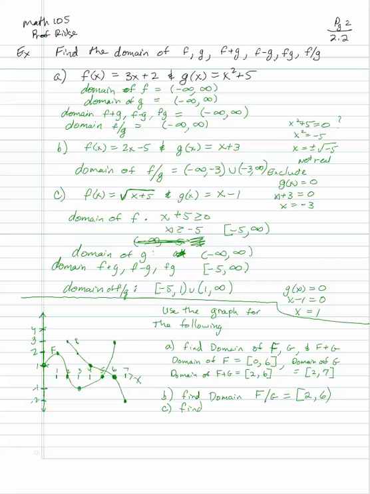Find the domain. Now we could switch it around. There's nothing that says I can't do g divided by f. So where's f equal to 0? Well, it's equal to 0 at 2 and at 5. So I have to throw out 2 and 5 from my 2 to 6. So it's from 2 to 5 union 5 to 6.